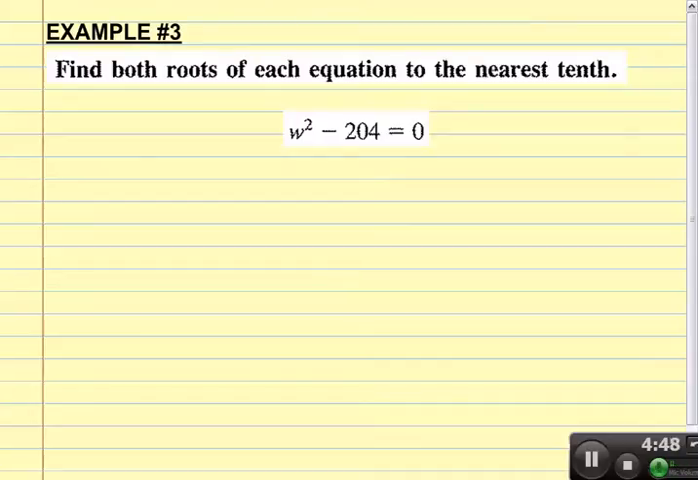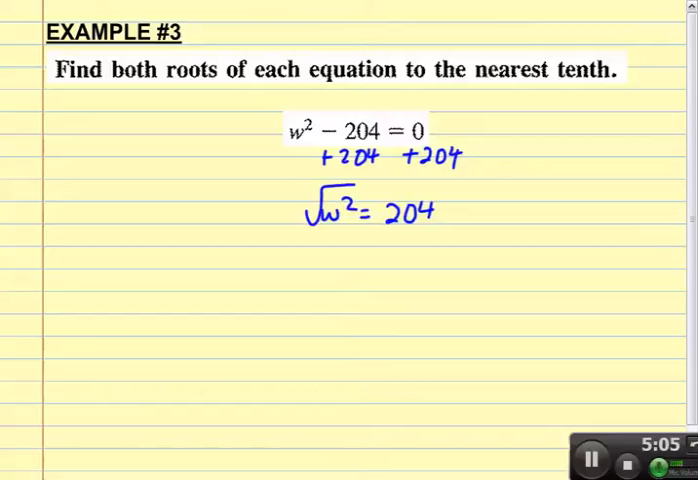Let's look at the next one. Find both roots of each equation to the nearest tenth. Guys, you know how to do this. Add 204. Get the variable by itself. Right? So now I've got W squared is equal to 204.